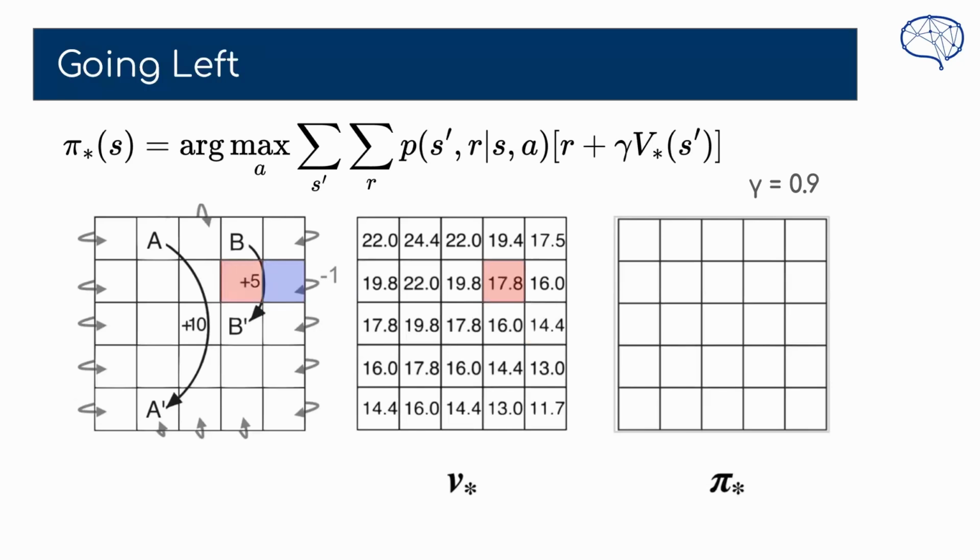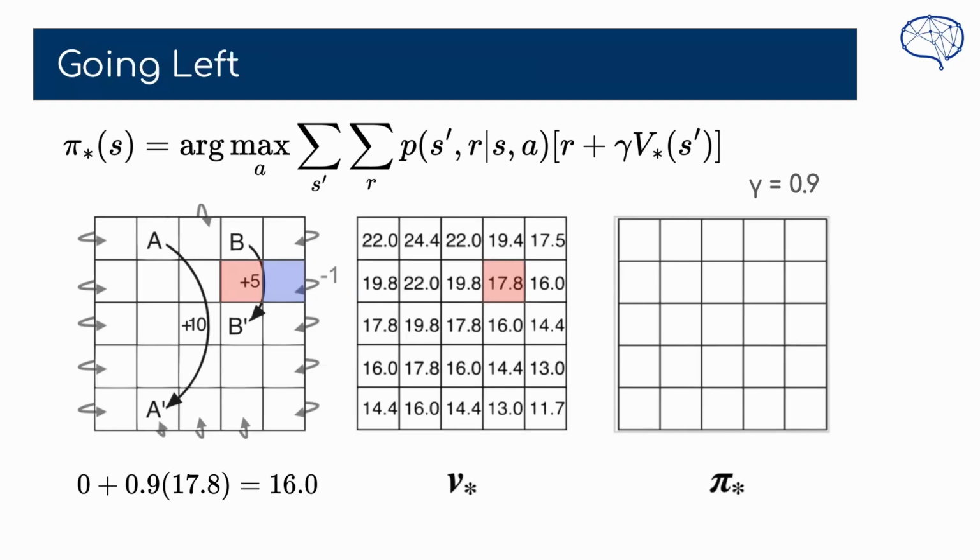And now let's calculate if you go left. Sorry, I don't have my rights and lefts right. If we go left, reward 0, we end up in the state next to it, and the value is 17.8. Once you add all those up, you get a value of 16. In this case, which is the best action to take?